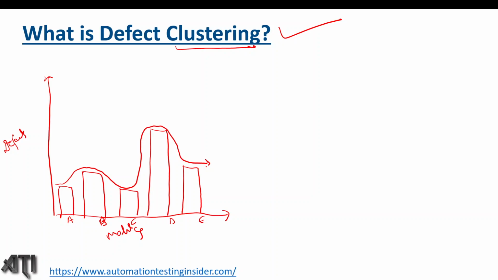We are getting more defects on this particular module D, a group of defects in module D. This is nothing but defect clustering, and it is based on the Pareto principle, guys. The Pareto principle is also called the 80-20 rule.